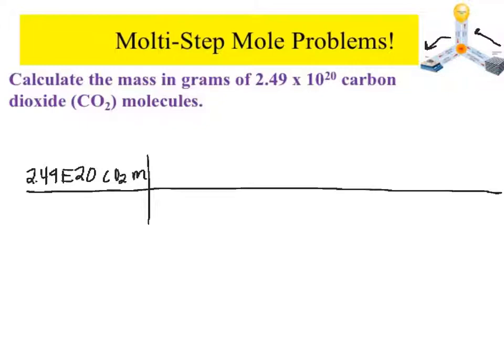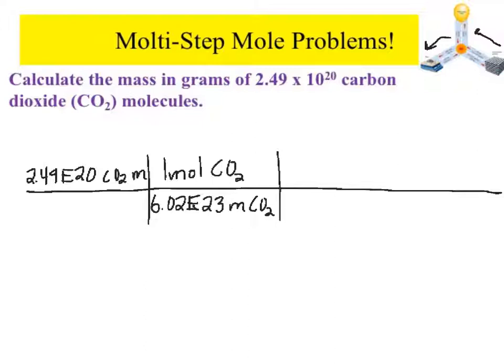So I'm going to go from molecules into moles. Well, how do I do that? I know that if I have 6.02, and I'm going to use E again to save space, 6.02 E23 molecules of CO2, then I have exactly 1 mole of CO2.